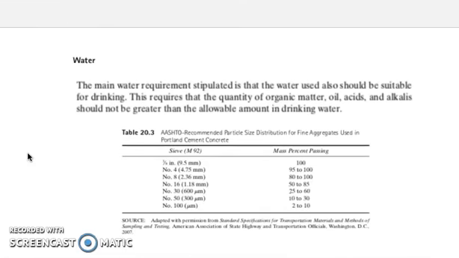Then the next one is the water. Of course, the main requirement stipulated is that the water used should be suitable for drinking. So this requires that the quantity of organic matter, oil, acid, and alkali should not be greater than the allowable amount in drinking water. So which means that the water that you're going to use for rigid pavement is water that is suited for drinking. So the alkali, the acid, the organic matter, the oil should not be greater than the allowable amount that is required for drinking water.